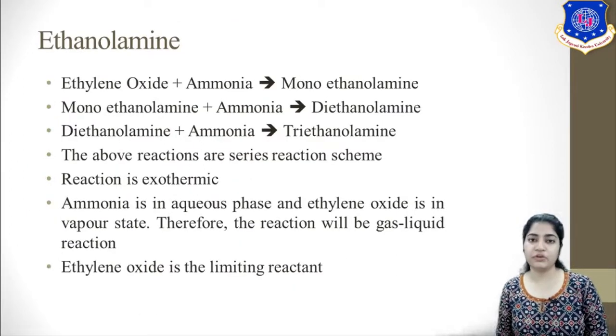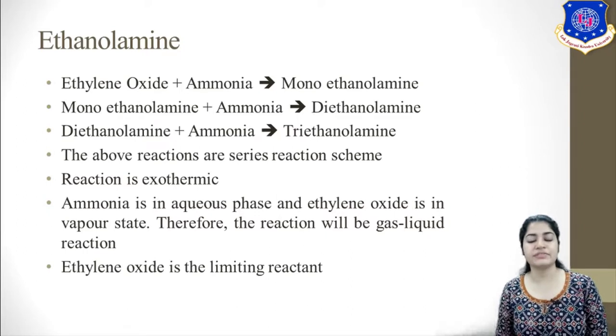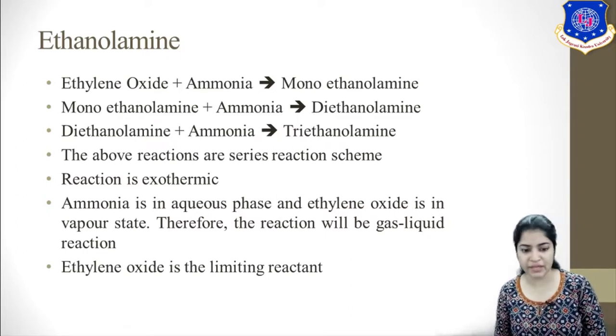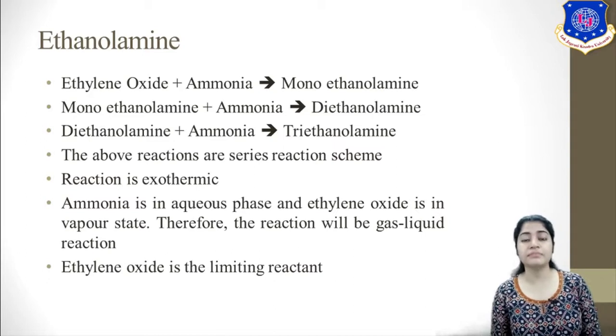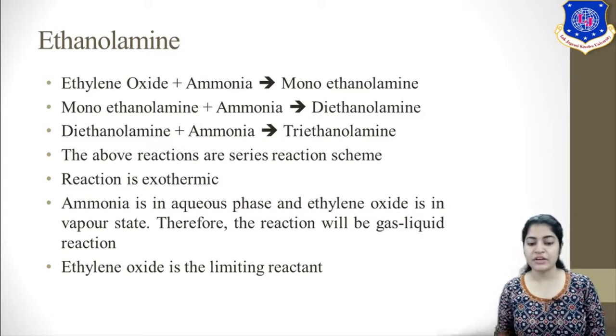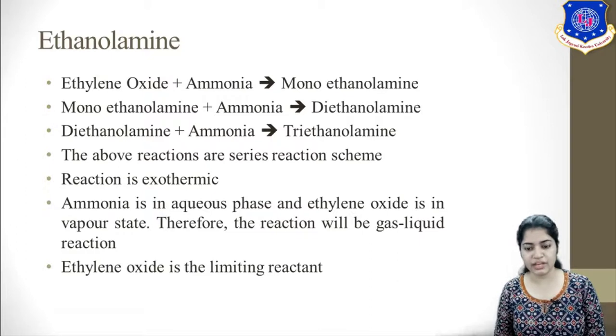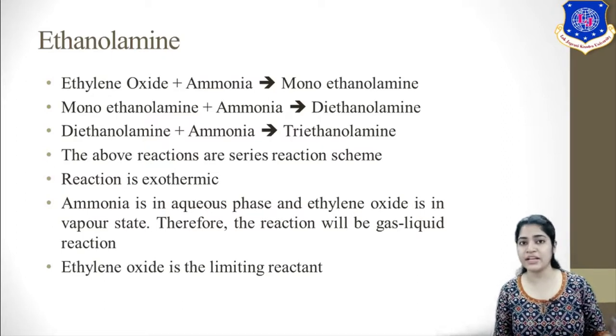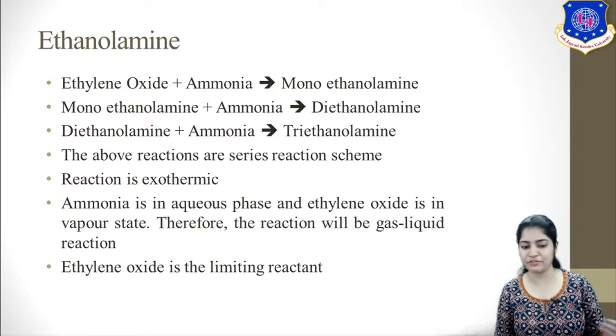Now the next petrochemical here is ethanolamine. It is formed from C2 petrochemicals, from ethylene. The main reactant here is ethylene oxide, which is again obtained from ethylene. Ethylene oxide on reaction with ammonia gives you monoethanolamine. Again, monoethanolamine, when it reacts with ammonia, gives you diethanolamine. Further reaction with ammonia gives you triethanolamine. So you can say that ethanolamine is present in three forms: mono, di and tri.